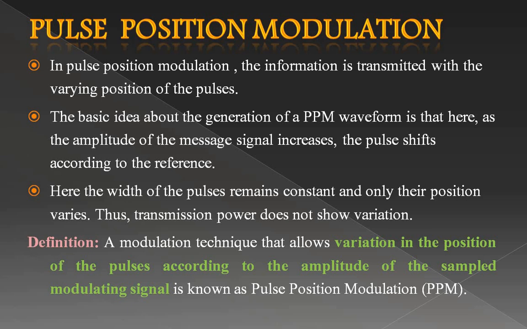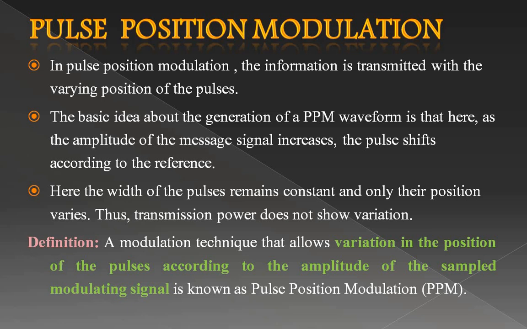We'll see what we do in pulse position modulation in today's class. We'll get started. In pulse position modulation, the information is transmitted with the varying position of the pulses. I am giving the introduction for this. How are we going to transmit the information? In pulse position modulation, the amplitude as well as the width should be constant and the position should be varying.